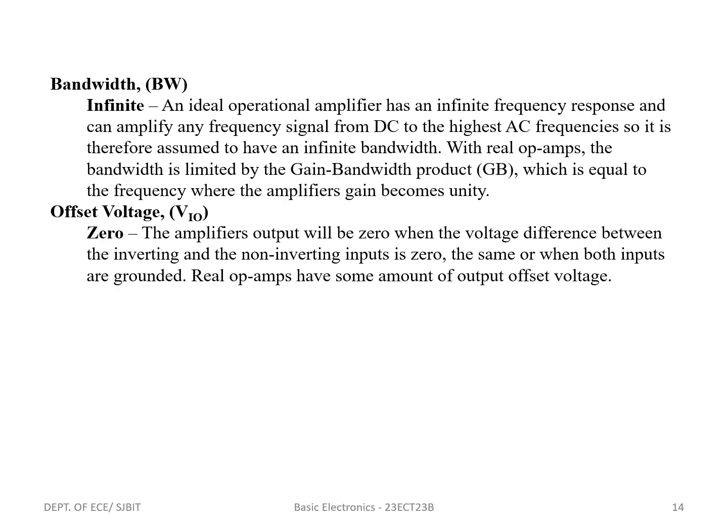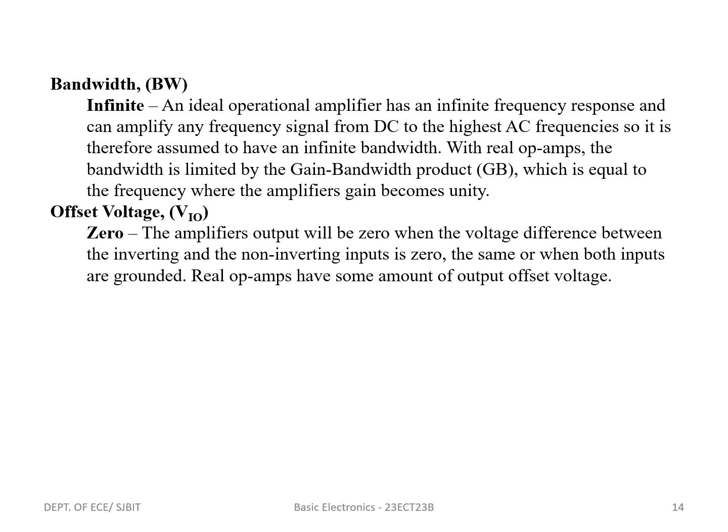Bandwidth. Here, infinite bandwidth, represented by BW. An ideal operational amplifier has an infinite frequency response and can amplify any frequency signal from DC to the highest AC frequencies. It is therefore assumed to have an infinite bandwidth. With real op-amps, the bandwidth is limited by the gain bandwidth product, which is equal to the frequency where the amplifier's gain becomes unity.